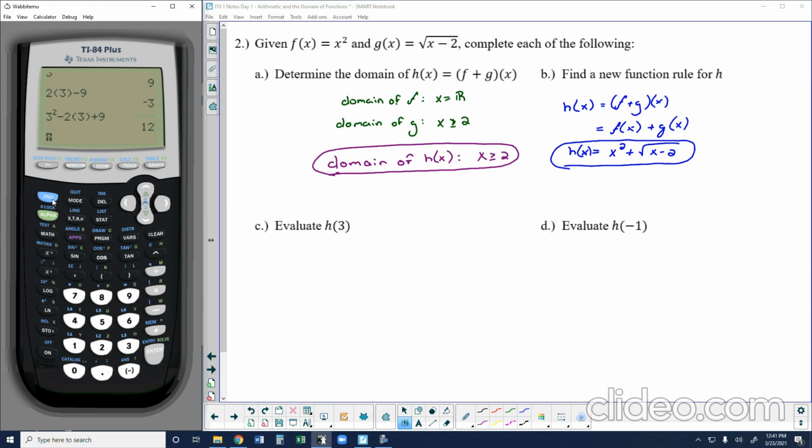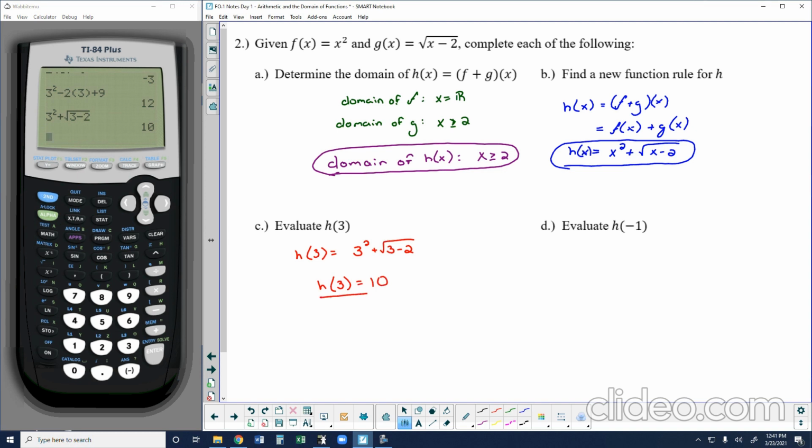Now in evaluating h of x, part C, we have different options. But since we already have a new rule for h of x, I'm going to use that rule. I'm just going to substitute in 3 for x. I can show this substitution here and then let the calculator do the simplification. And we can see that h of 3 is equal to 10.